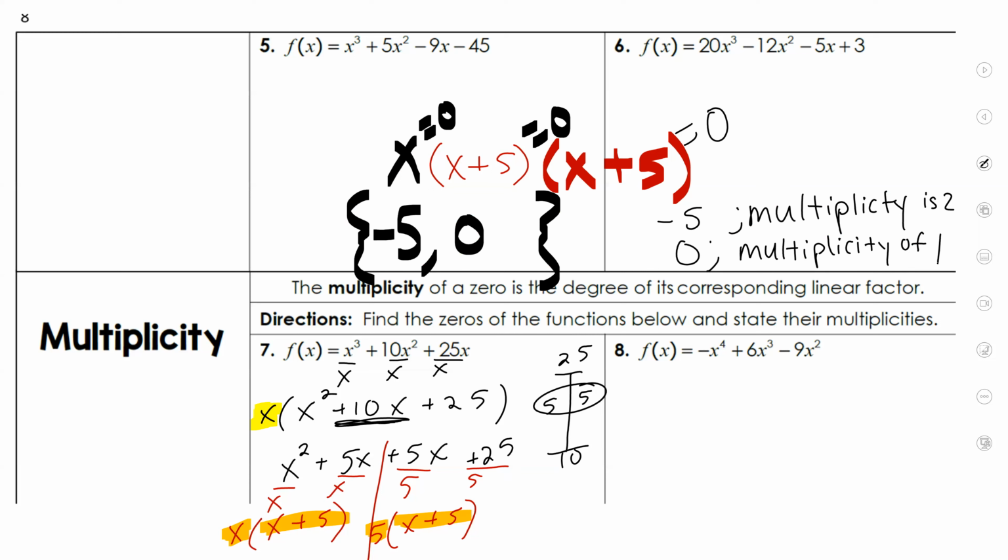So the directions for this part is to find the zeros of the functions below and state the multiplicities. So this is your answer. You state the zeros, which is -5. The multiplicity is 2. The other 0 is a 0. And then multiplicity of 1. That's how you do this section. Okay, so I'm going to have you guys do example 8.